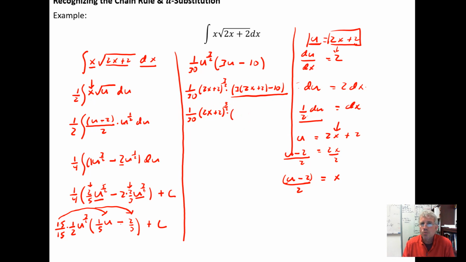And then times, what do we get here? We get 3 times 2 is 6x's. And then we get 3 times 2 is 6 minus 10. So 3 times 2 is 6 minus 10 is minus 4. And if I wanted to, I could actually factor out a 2 from that. If I did that, I would get 2 over 30 is 1/15 times (2x plus 2) to the 3/2 times, and I factored off a 2, so I'm going to get a 3x minus 2 left behind. And that's about as simplified as I can get this particular problem.